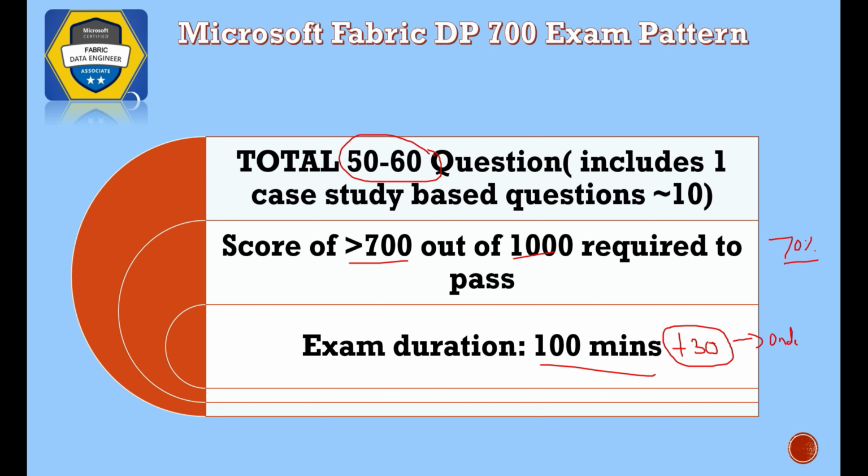You need to request it, and they will assess the requirement. If you are eligible, only then will they allow the extra 30 minutes, and it's very rarely given, based on need, not for everyone. So keep in mind it is usually 100 minutes. You need to plan accordingly how to attempt 60 questions in 100 minutes.